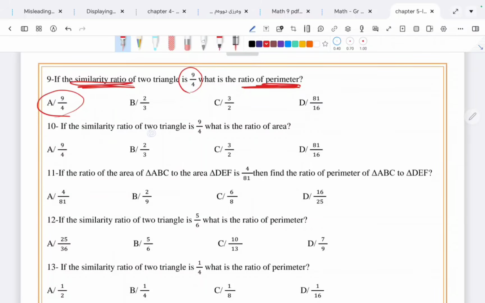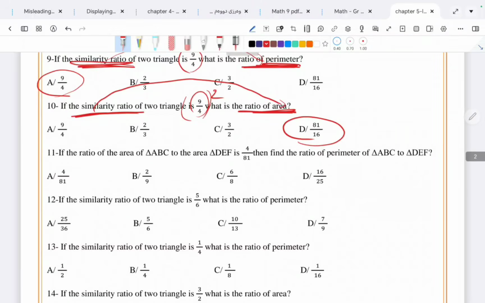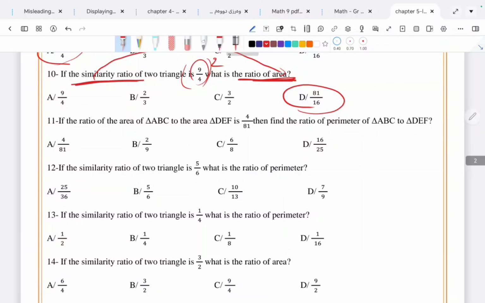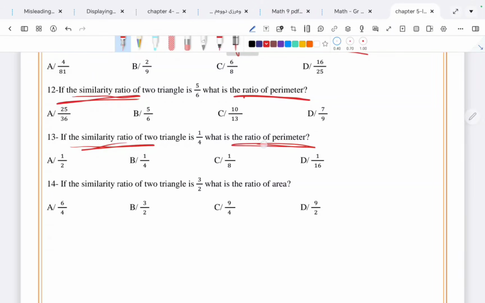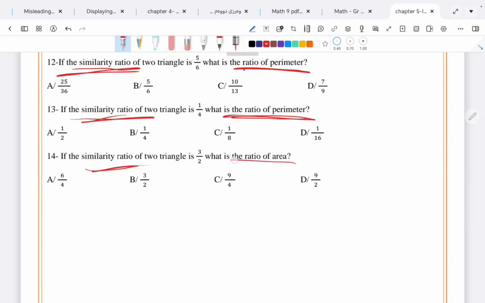Question 10. If the similarity ratio of two triangles is 9 out of 4, you have the similarity ratio and you want to change to area. How can you solve it? You have to say power 2. Similarity ratio to area, you have to say power 2. But similarity ratio to perimeter stays the same. So for this one, 9 power 2 is 81, 4 power 2 is 16. Okay, they ask for what? Area to perimeter. Again, area to perimeter, you have to take a square root. Similarity ratio to ratio of perimeter stays the same. Similarity ratio to area, you have to say power 2, and the perimeter ratio is 9 out of 4.